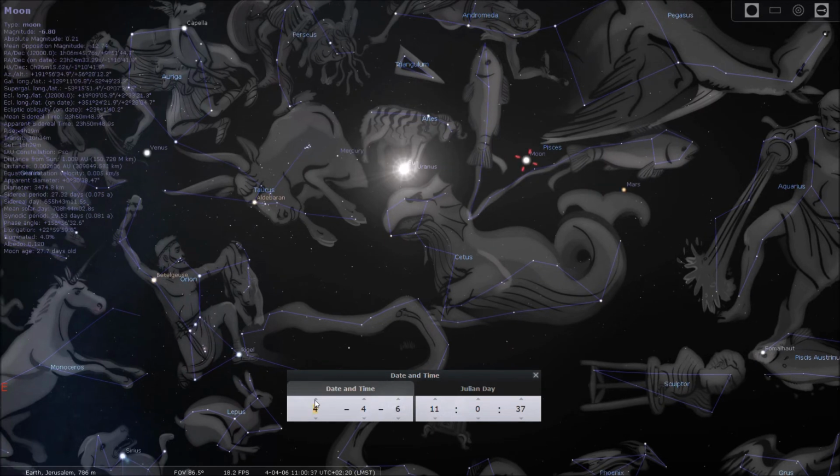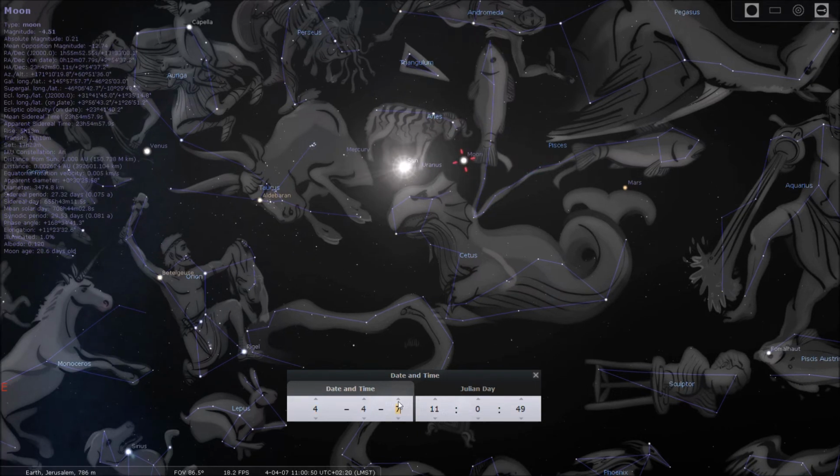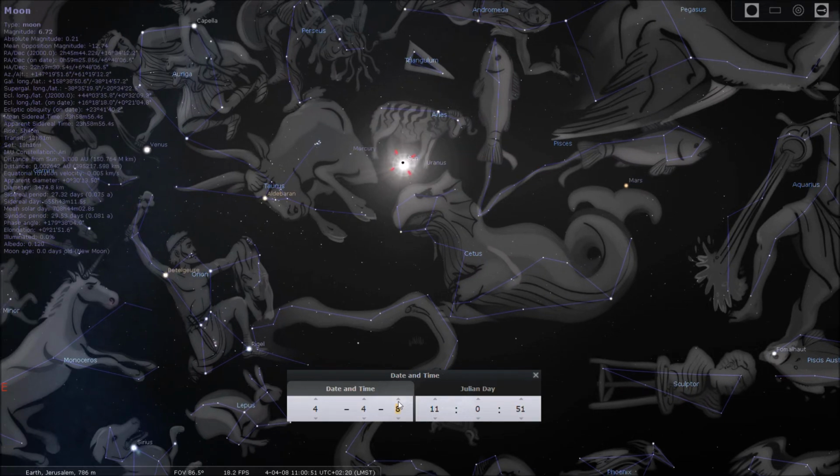4 AD. Oh, the moon is so close. Look at that. 4 AD. The moon is almost close to the sun. 7 and 8. Whoa! What is going on? I had no idea that this would happen.